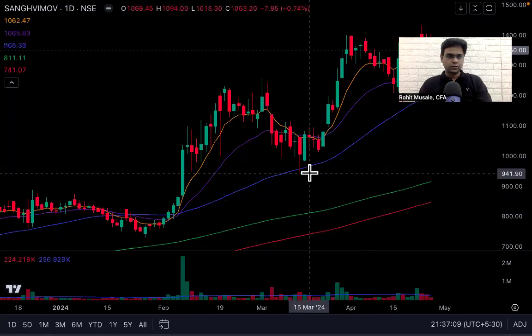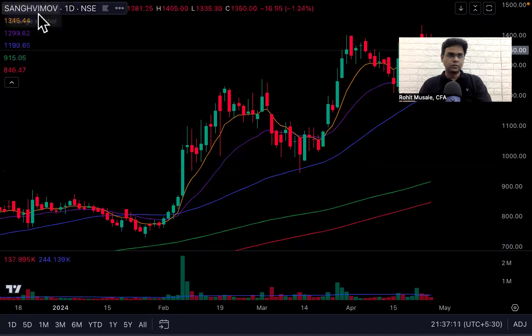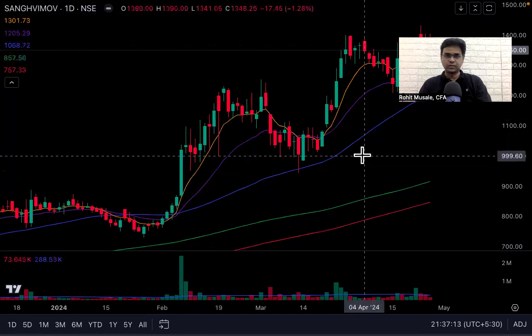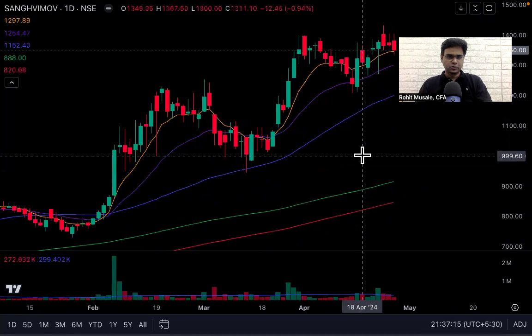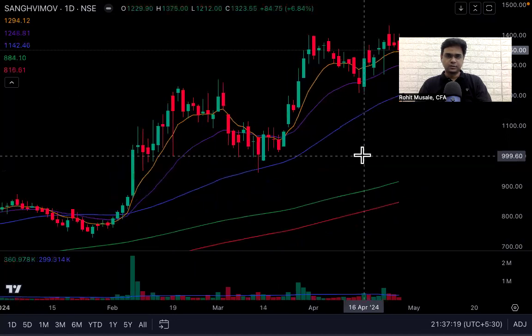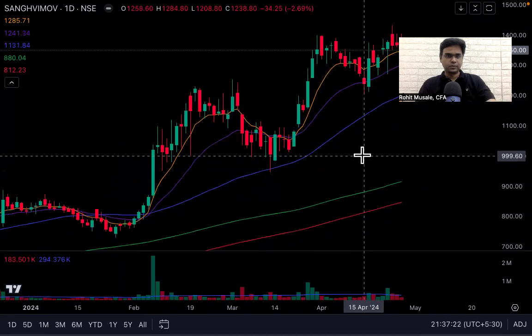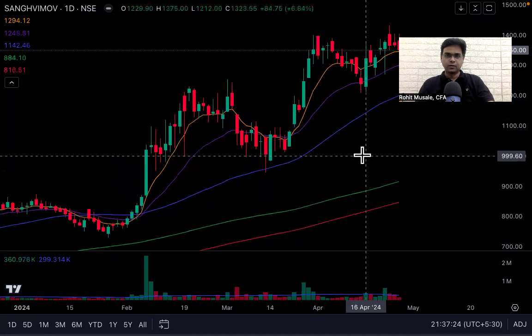So I wanted to share with you this stock. This is Sanghvi Movers. I bought this last week and I had to book a small loss on this trade. So let us discuss why I bought this stock, how did I execute the trade, and why did I have to book a loss here.